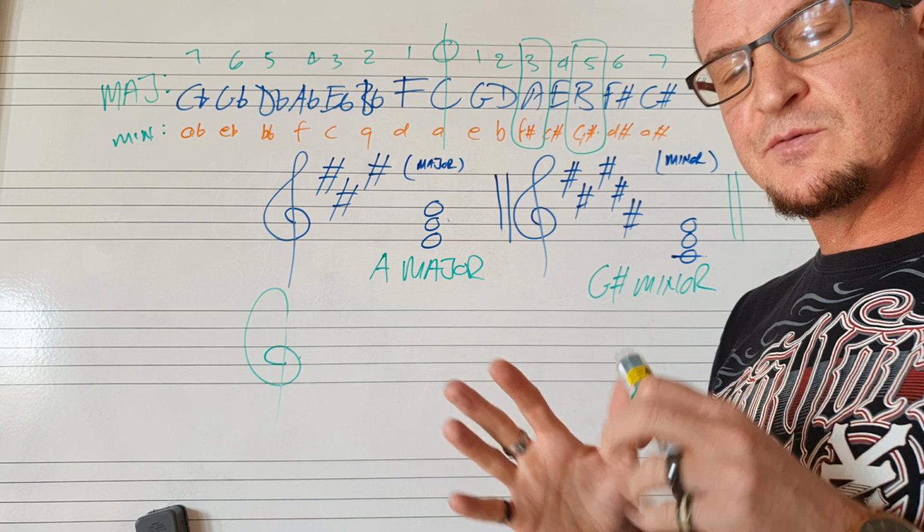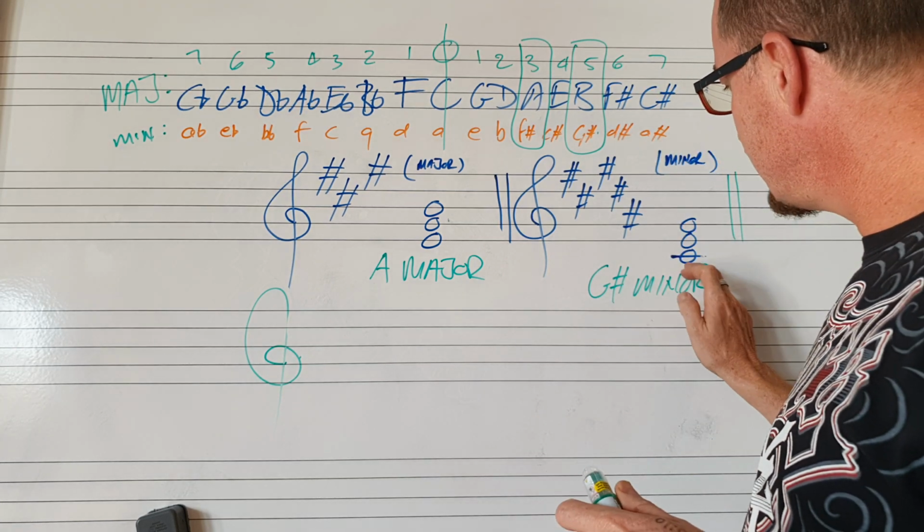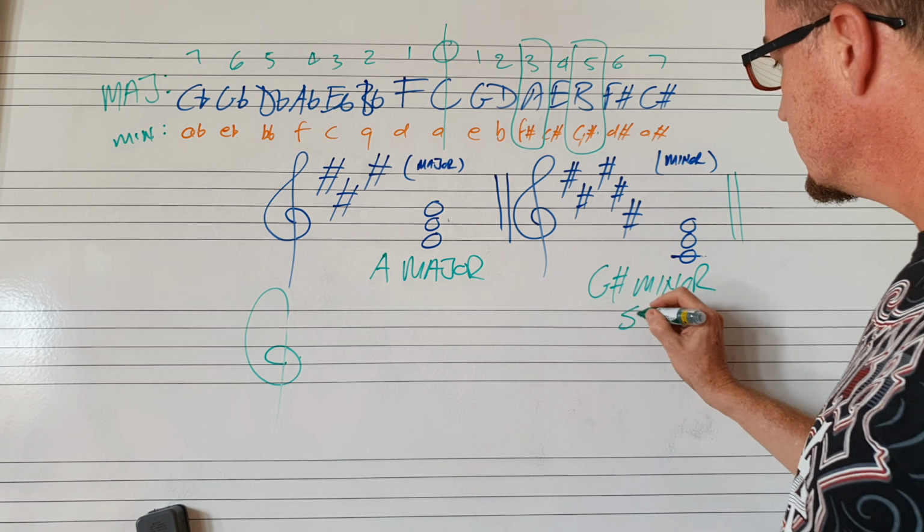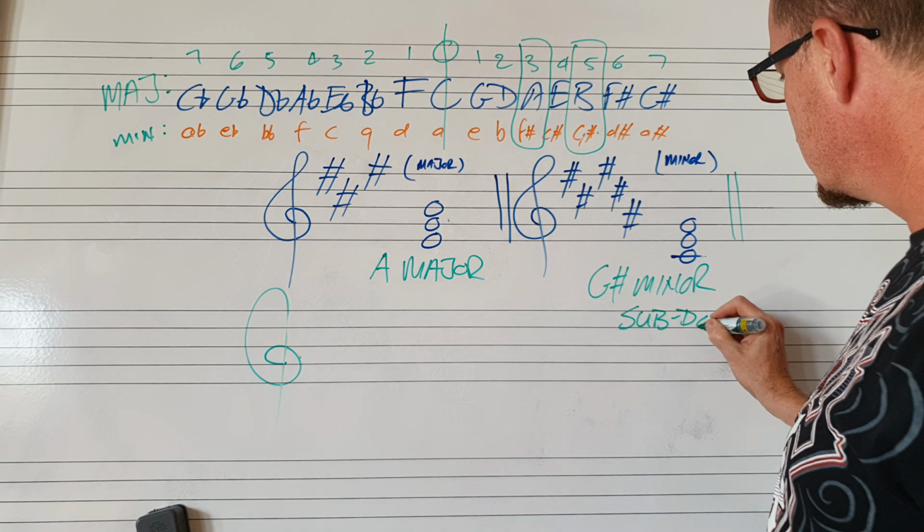You don't have to think too much about the sharps and flats. You just have to find that root note of the triad. And in this case, that is the subdominant.